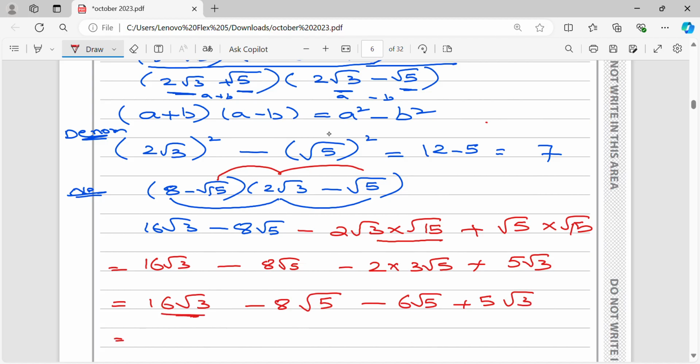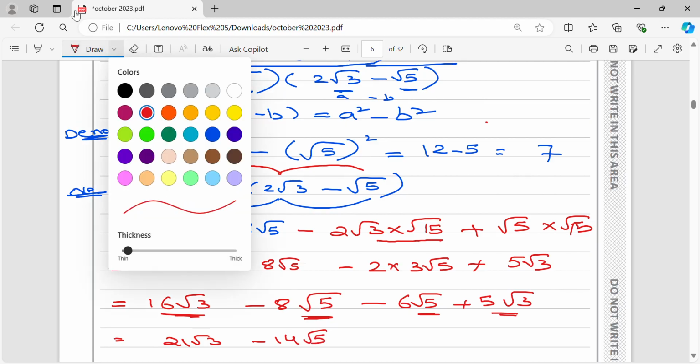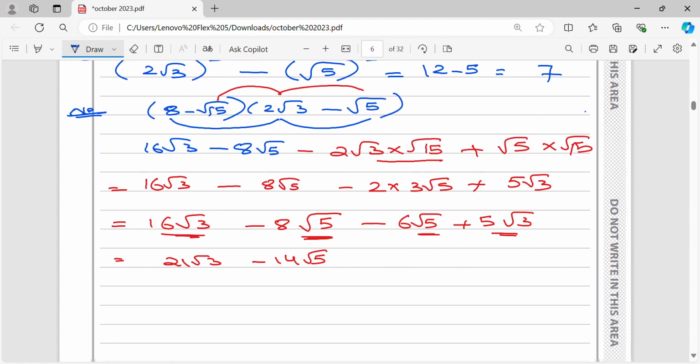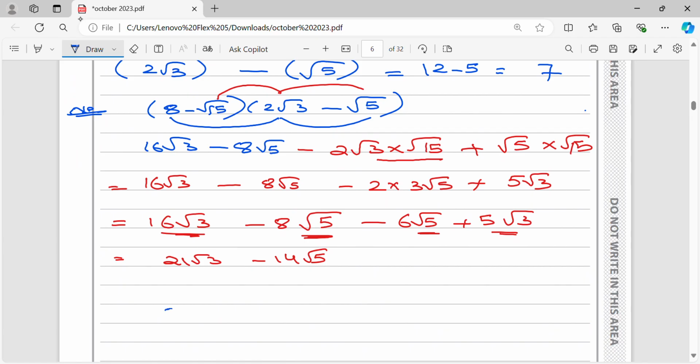Let's collect the like terms. Here is root 3 and here is root 3, so 16 plus 5 is 21. And here is root 5 and here is root 5: minus 8 minus 6 is negative 14 root 5. Let's go back to the fraction and substitute: 21 root 3 minus 14 root 5 over the denominator, which we got as 7.